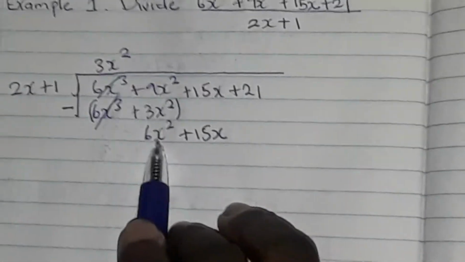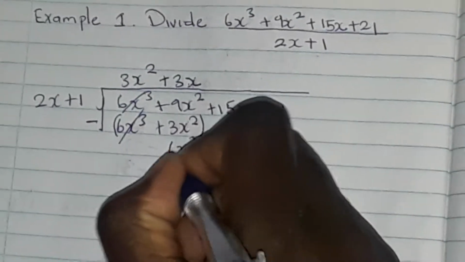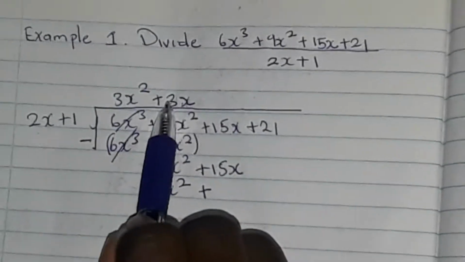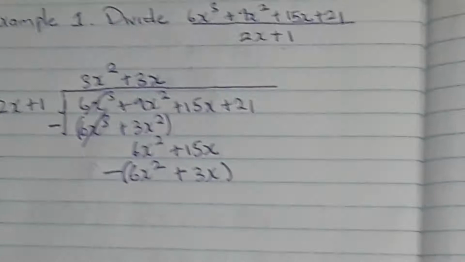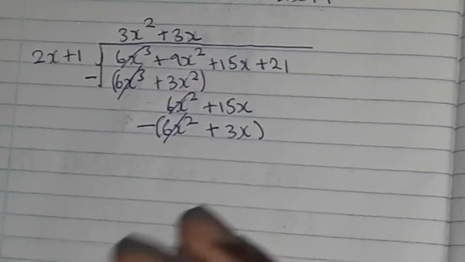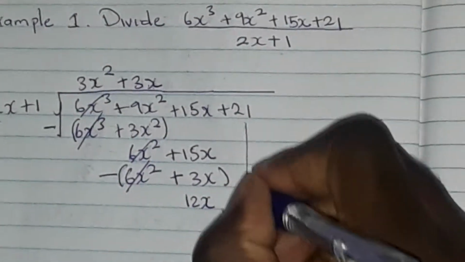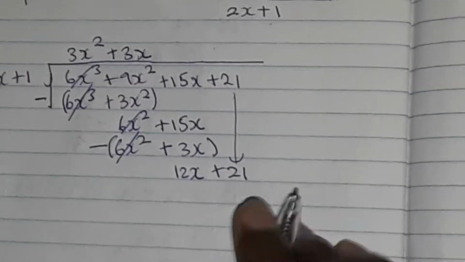2x into 6x squared would give us 3x. So up here we're going to put plus 3x. Then we're going to multiply 3x by 2x, which will give us 6x squared, plus 3x times 1, which will give us 3x. And then we're going to subtract again. The 6x squared will both cancel. So 15x minus 3x will give us 12x. And then we're going to carry down the constant, which will give us plus 21. So now we have our third equation.